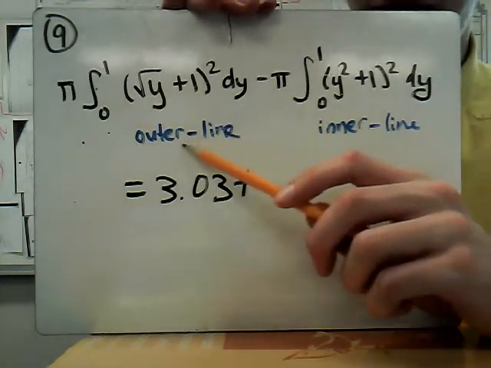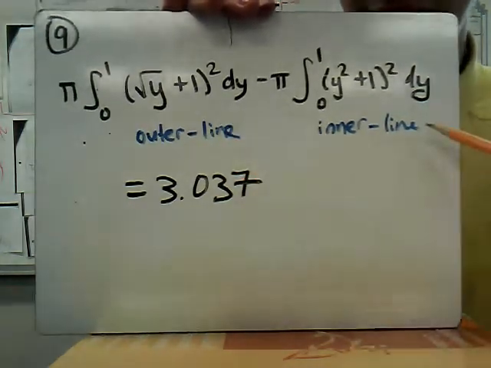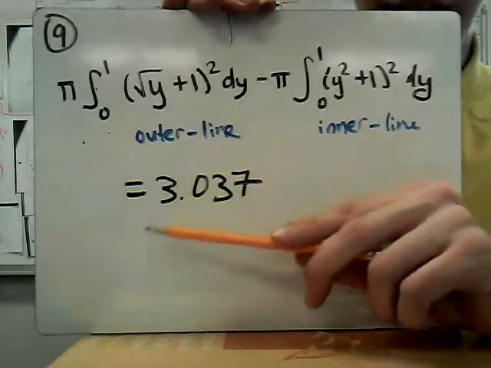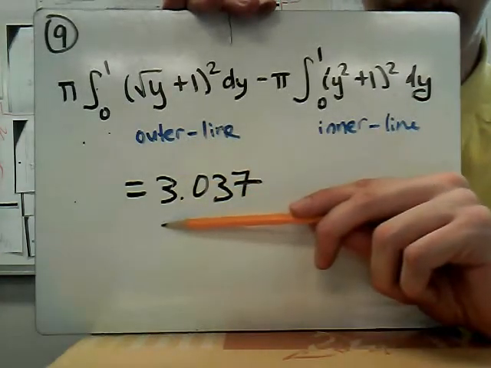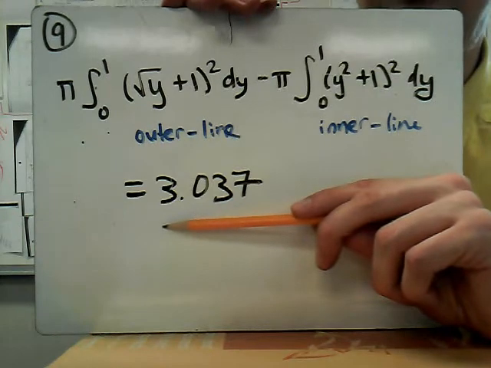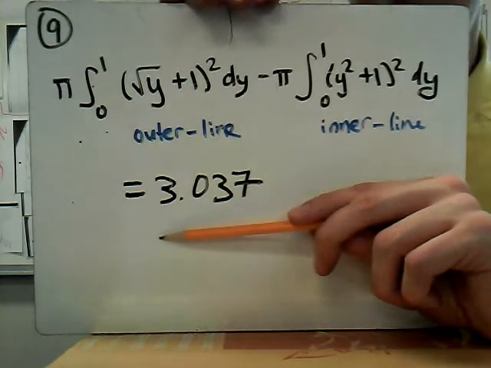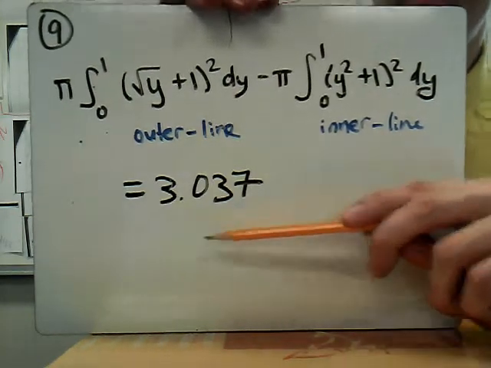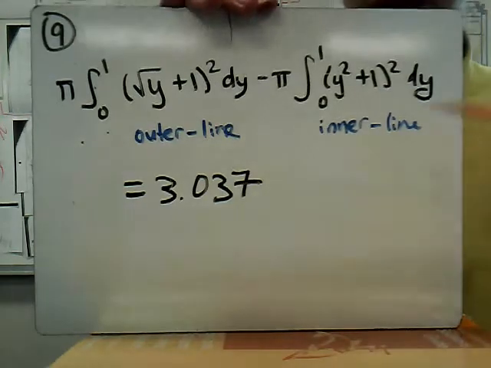Again, we've got outer radius minus line, inner radius minus line. Plug that into your calculator. As I mentioned in class, you can plug in terms of y as long as y is the variable you indicate on math number 9. When you do so, you get 3.037.